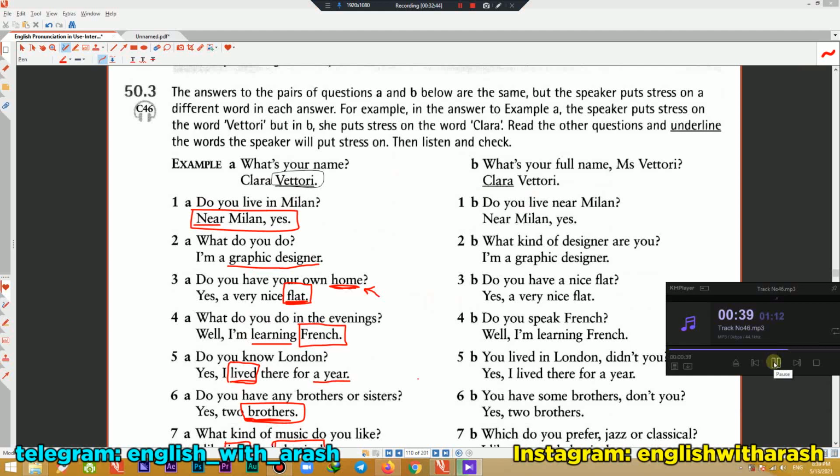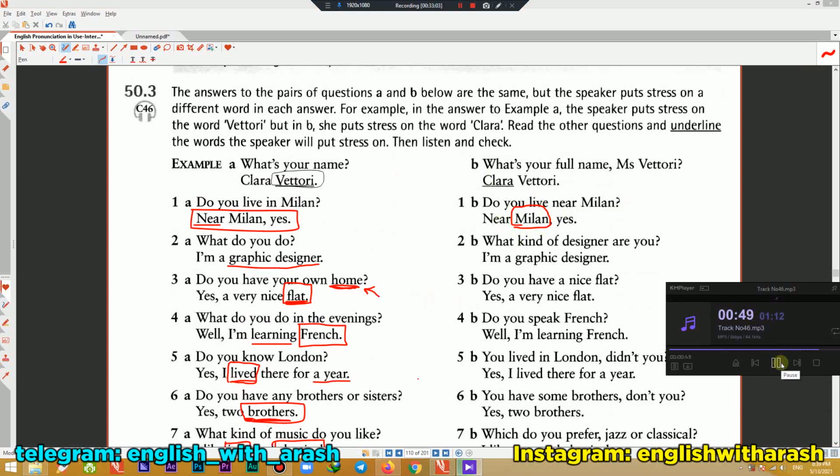What's your full name, Ms. Vettori? Clara Vettori. Do you live near Milan? Near Milan, yes. So here the question is, do you live near Milan? You say near Milan, yes.